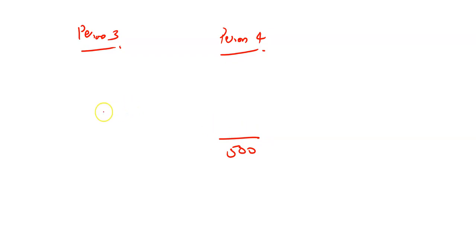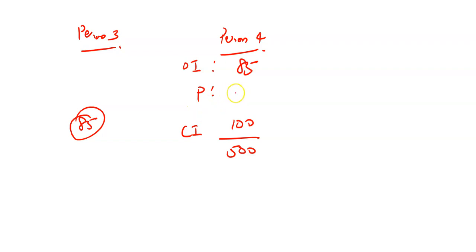At the end of period 3, it says there are 85 units in stock. So the 85 units in stock is in your closing inventory. That means that my opening inventory is 85. So I'm going to make some more units. And then it says that I would like it to increase to 100. So I would like my closing inventory to be 100 units.